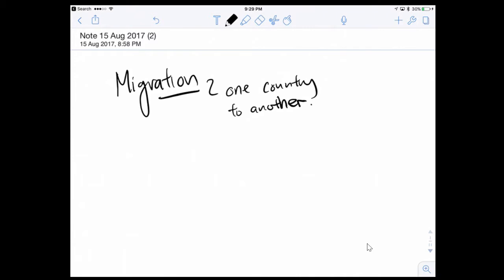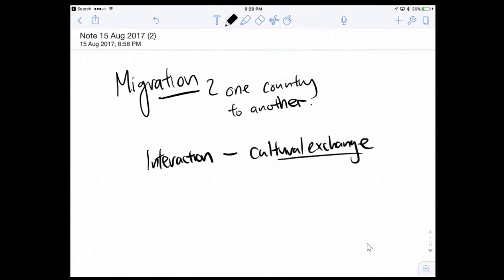When they move there, the result is interaction with the locals, and secondly, cultural exchange. These are the two main things that will happen when people move to a different country. So we are going to look at why our early ancestors came over to Singapore. Before we look into the push factors proper, can you turn to page 106?